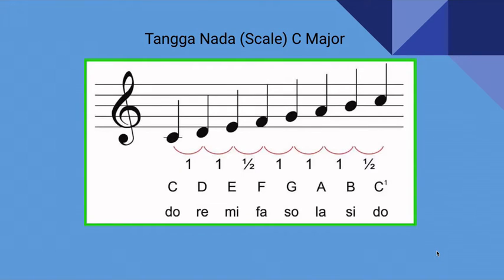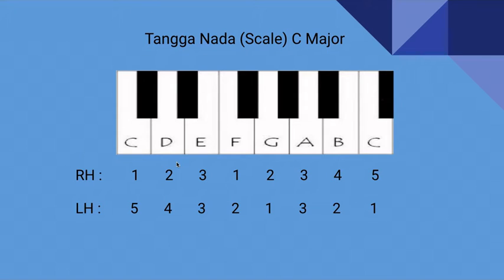If we write it in music notes, we're gonna see this is C, D, E, F, G, A, B, C. So we know the pattern is 1, 1, half, 1, 1, 1, half. And this is what we call the major pattern. So this is major. This one is the C major scale.